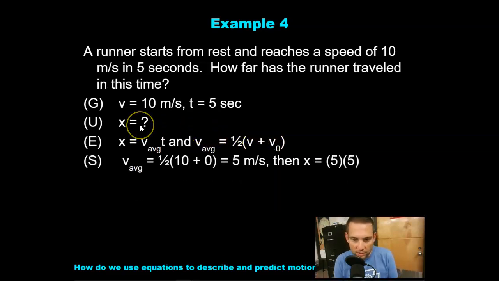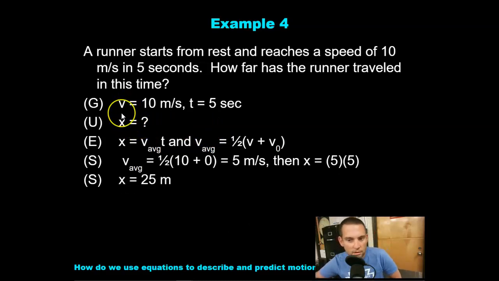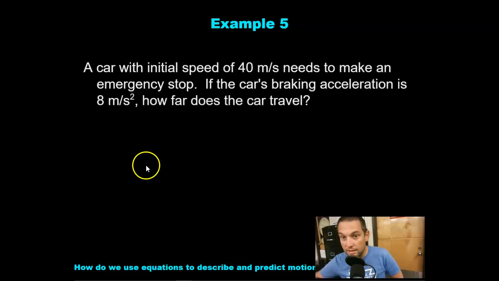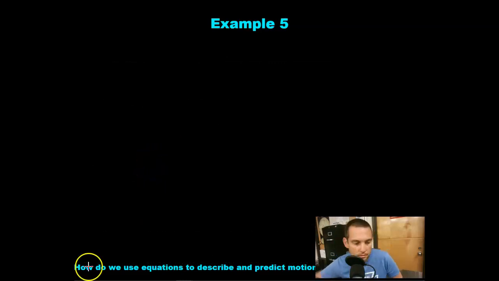By substituting in all of that, we get x equals 5 times 5, which is 25 meters. Please do not forget your units. You will not get this last point. Even if you have the correct answer, if you have the absence of units, then it is meaningless. Then it's just a math problem.